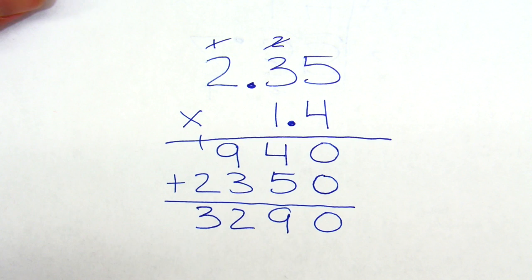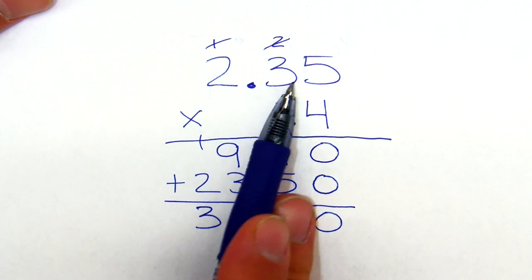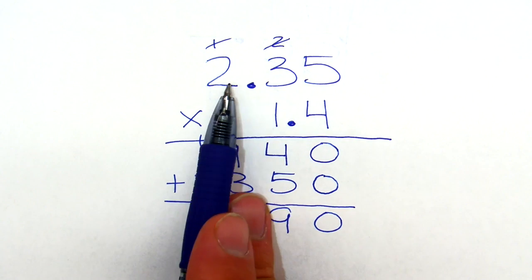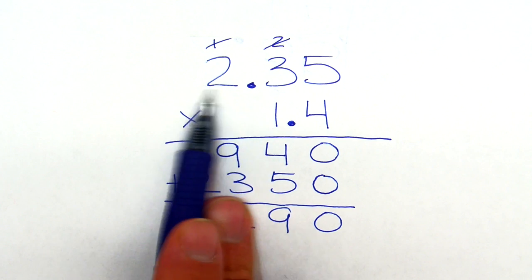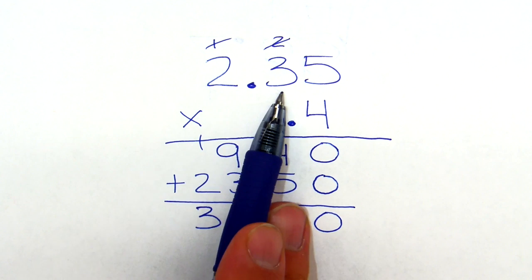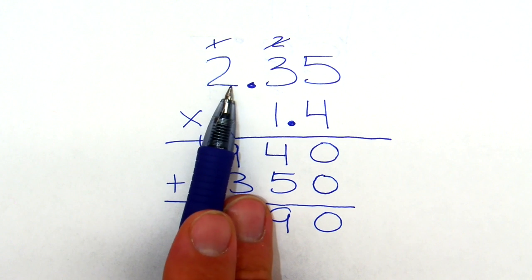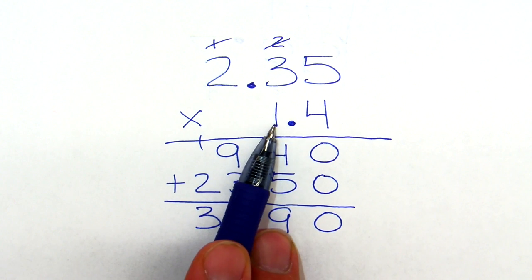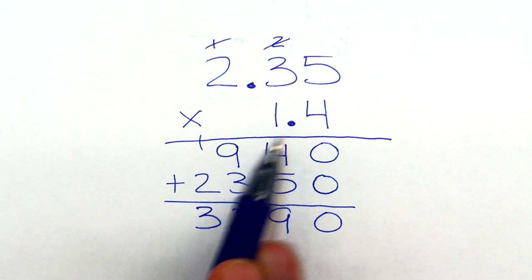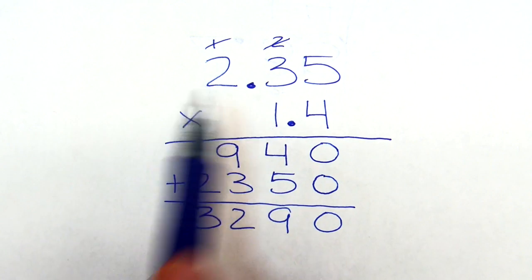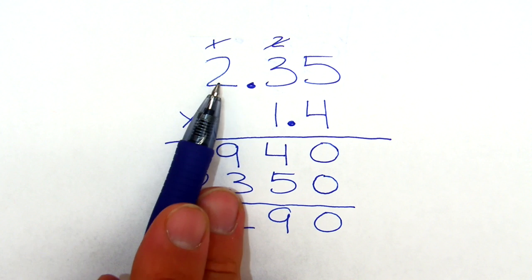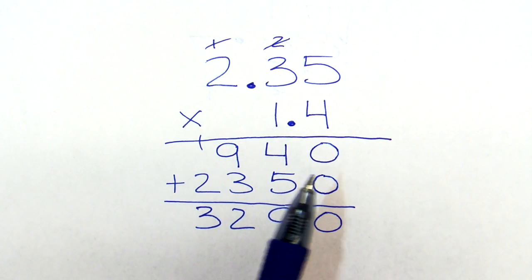Okay, now let's look at one way to figure out where the decimal goes. One way is using number sense, right? 2 and 35 hundredths is kind of like 2. If we look at the 3, it would tell the 2, hey, stay the same. I'm closer to 2 than I am to 3. And 1.4 or 1 and 4 tenths is closer to 1. So this problem is kind of like 2 times 1, which is 2.